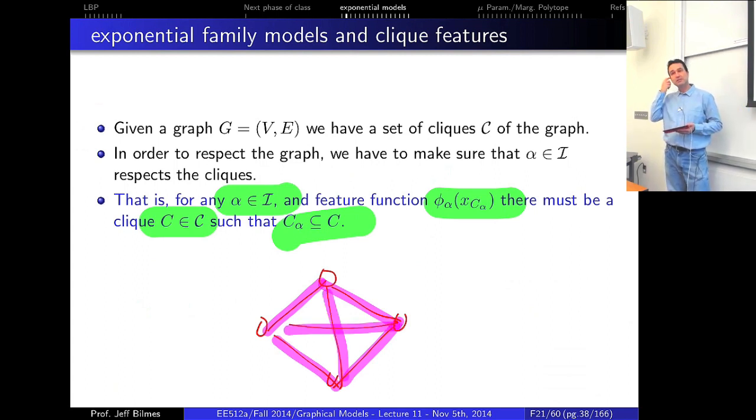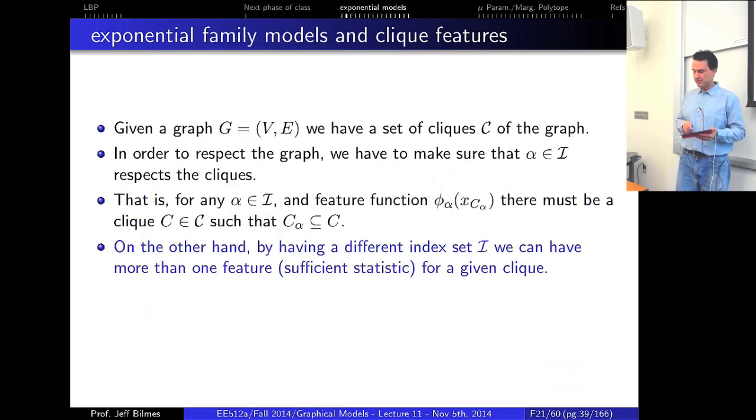These are all like edge potentials, but they all constitute things that turn into the clique when you union them together. But on the other hand, and this is very typical in this case, you might have different index sets that have more than one feature for a given clique.